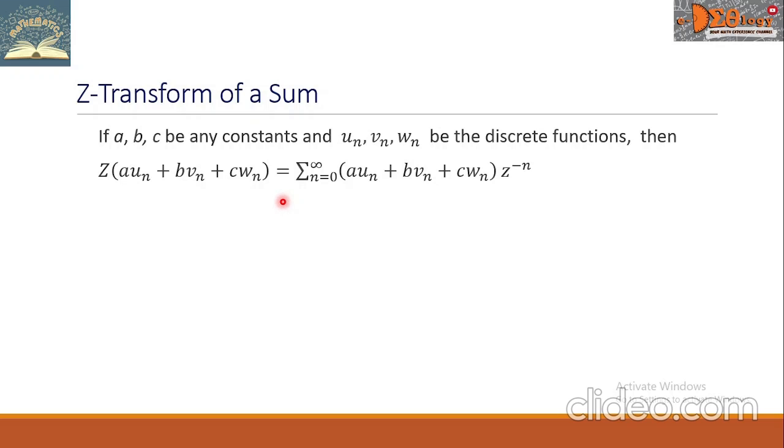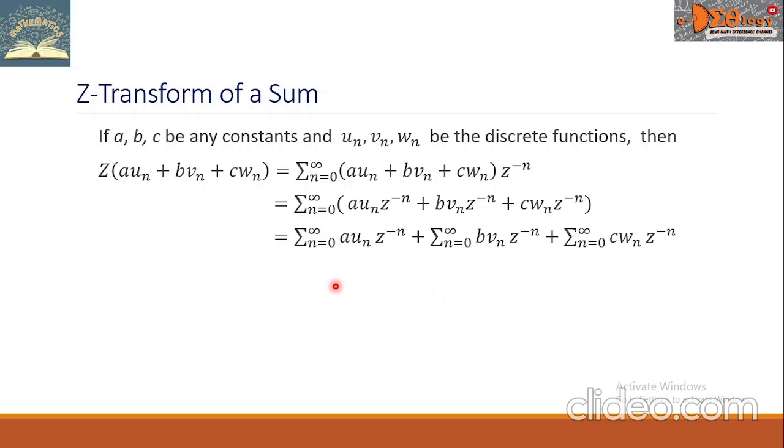By definition, we write the summation when n equals 0 up to infinity of the function of this sum, and that is A times U sub n plus B times V sub n plus C times W sub n multiplied by Z raised to negative n. From here, let's multiply the Z raised to negative n to each of the terms of the sum. It becomes like this. By definition of summation, we will distribute the summation to each of the product.